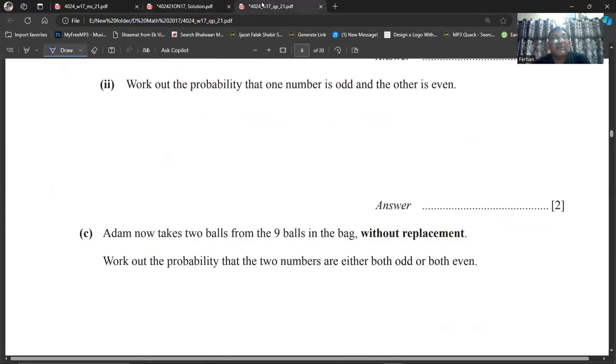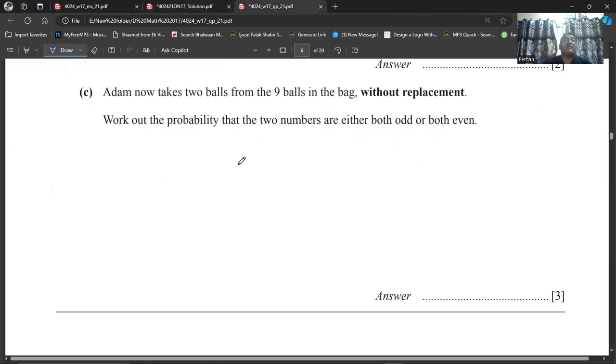Our answers are right. So now we are going to the next part, question number 4 and its C part. Adam takes 2 balls from the 9 balls in the bag without replacement. Now this is very important. Now they are not replacing it. Once they have taken out a ball, they are not going to put it back. So the total number of balls will change, and the numbers available will also change when you take out the second one. So work out the probability that the two numbers are either both odd or both even.